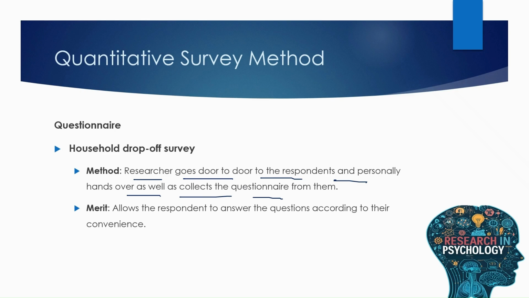Then the merit is that it allows the respondent to answer the questions according to their convenience. Yeah. So the respondent can take their own sweet time and when they are finished, they can inform the researcher, so the researcher can come and collect the questionnaire, the completed set of questionnaire, right? So that is household drop-off survey.